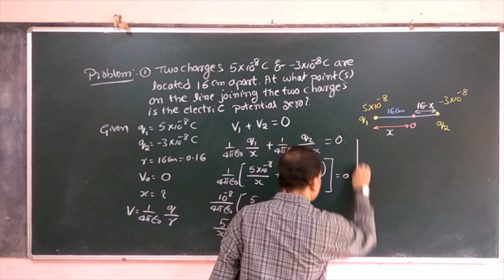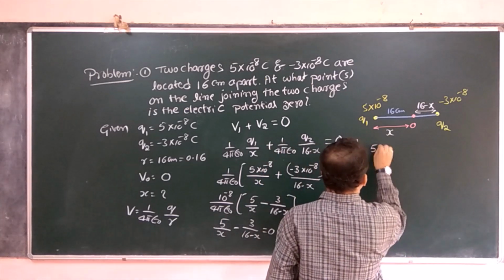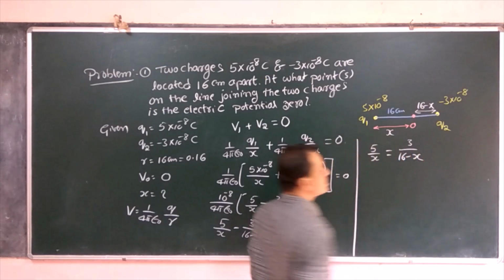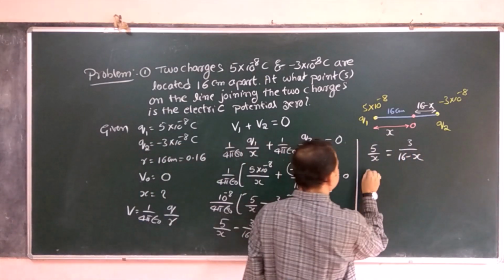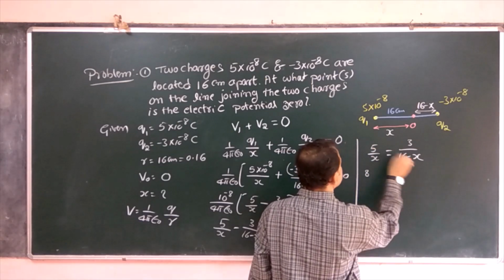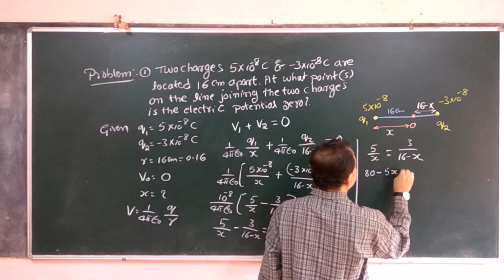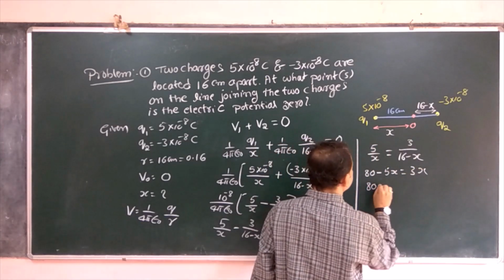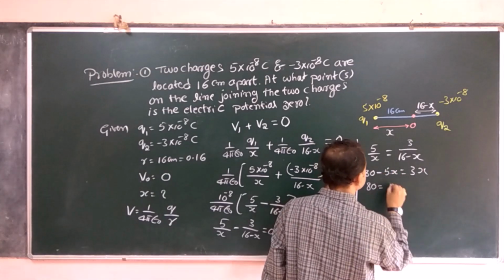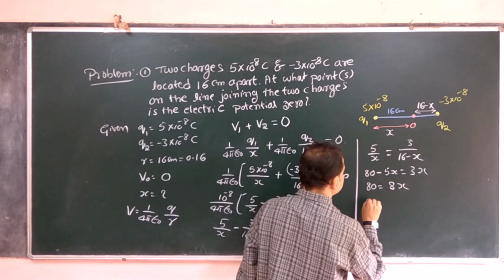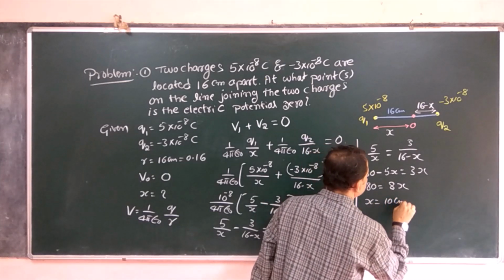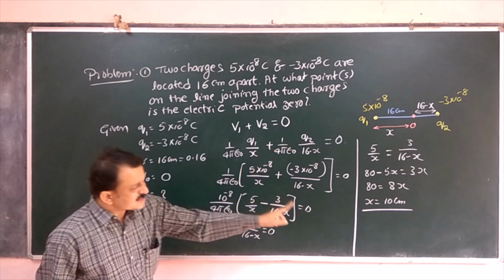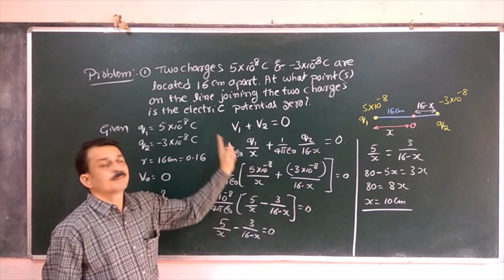ನೋಡಿ x ಗೆ ಏನು ಬರ್ತದೆ ನೋಡ್ತಾ ಹೋಗುವ. So therefore 5 by x should be equal to 3 divided by 16 minus x ಆಗ್ತದೆ. ನಿಧಾನಕ್ಕೆ ಕ್ರಾಸ್ ಮಲ್ಟಿಪ್ಲೈ ಮಾಡಿ. So 16 into 5 is 80 minus 5x is equal to 3x. Minus 5x ಅನ್ನು ಆ ಕಡೆ ಕಳಿಸ್ರಿ. Therefore 80 is equal to 5 plus 3, ಇದು ಪ್ಲಸ್ ಆಗ್ತದೆ. Therefore it is 8x ಆಗ್ತದೆ. Therefore x is equal to 10 centimeter. Therefore, the point O is at a distance of 10 centimeter from the positive charge.